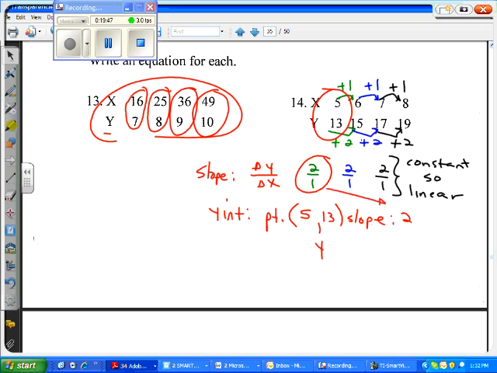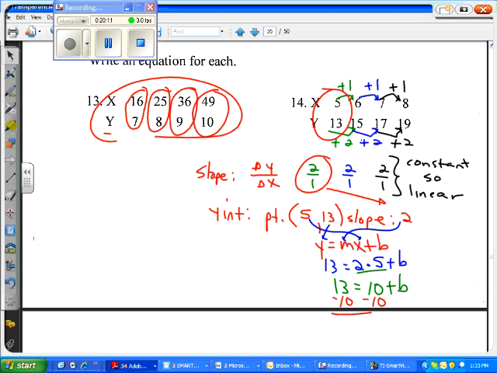And the slope, which we've already come up with, of 2. And we'll plug those into y equal mx plus b, and we'll solve for b. So we'll put the y in place of y, 13, slope in place of slope, 2, x in place of x, 5, and then we'll solve for b. So we're going to have 13 is equal to 10 plus b. We're going to subtract 10, and we're going to have b is equal to 3.